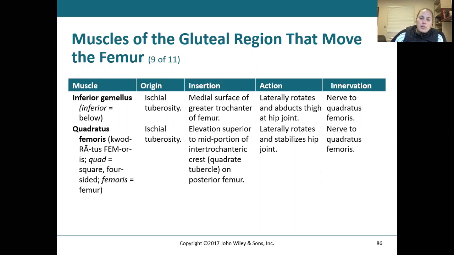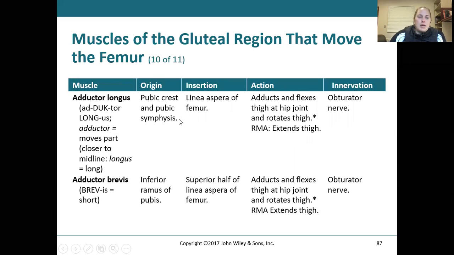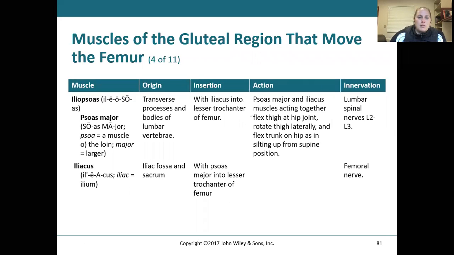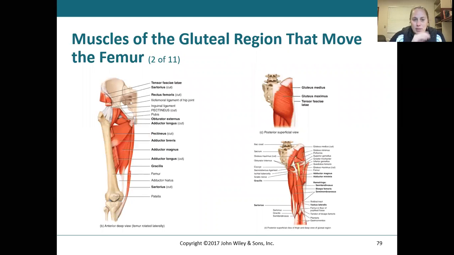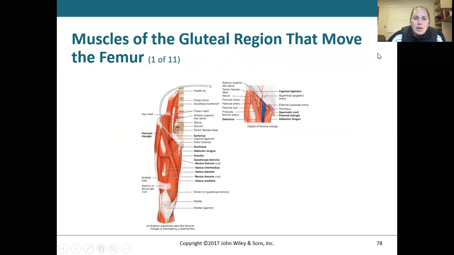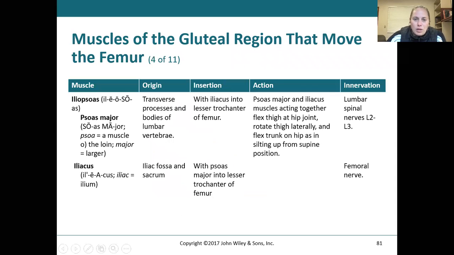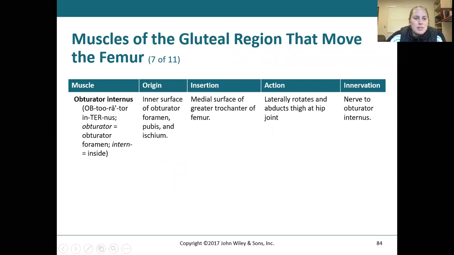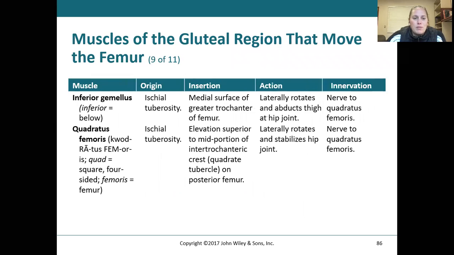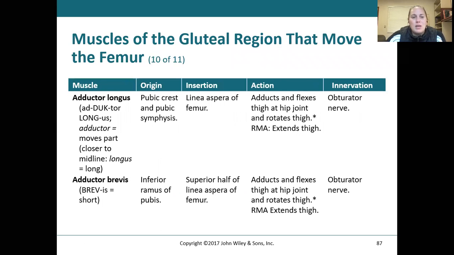The quadratus femoris laterally rotates and stabilizes the hip joint. Again, we've been talking about many of the muscles that we're looking at here. Things like the rectus femoris and the adductor longus, gluteus maximus, and then we've talked about the superior and inferior gemellus.